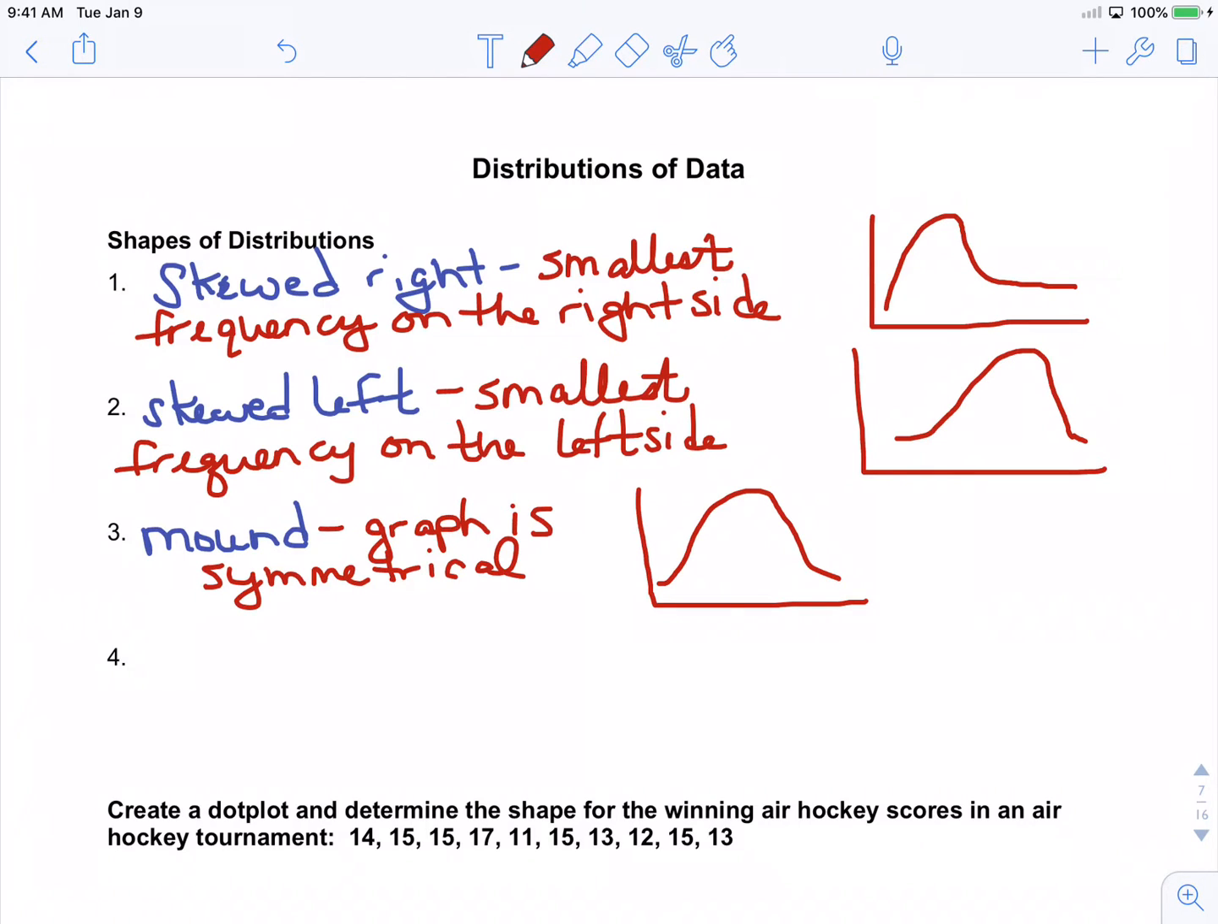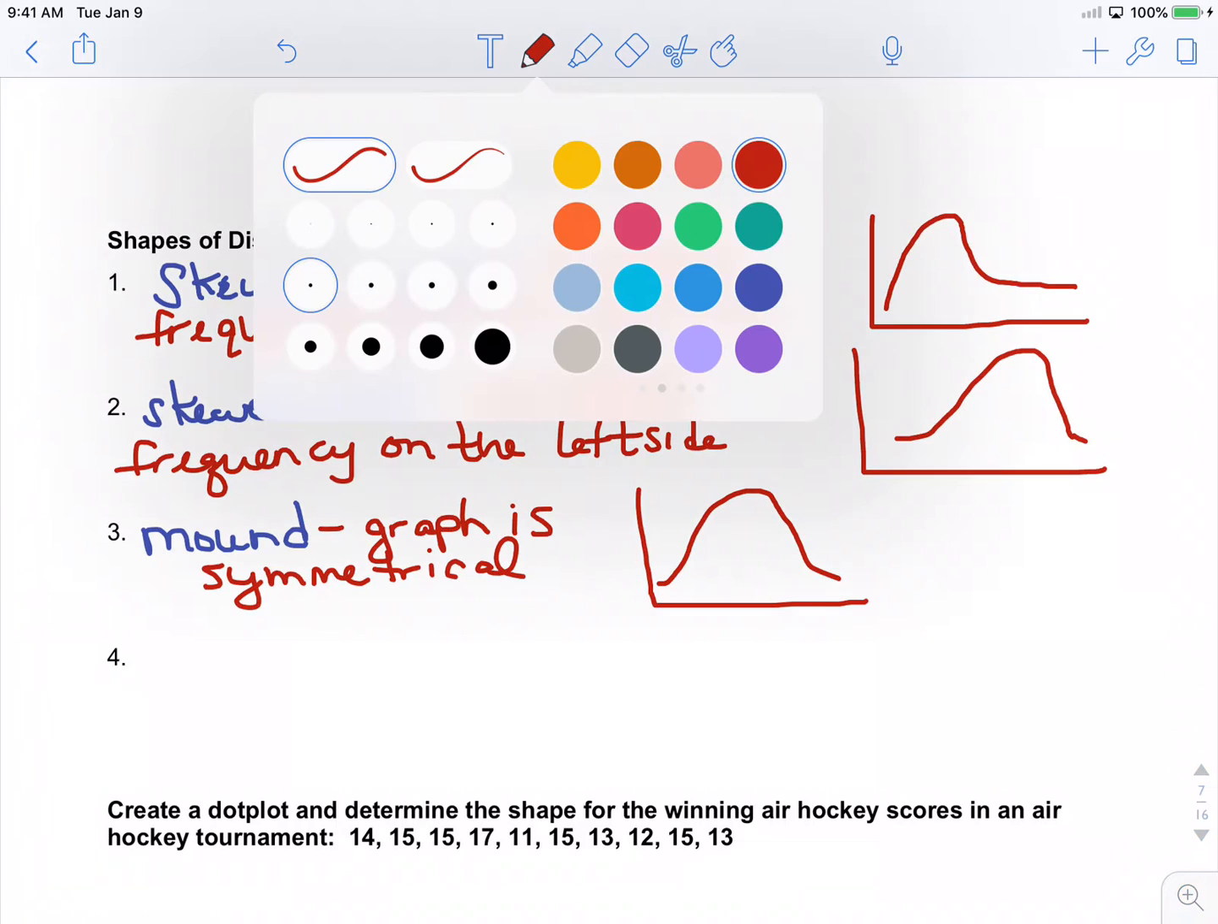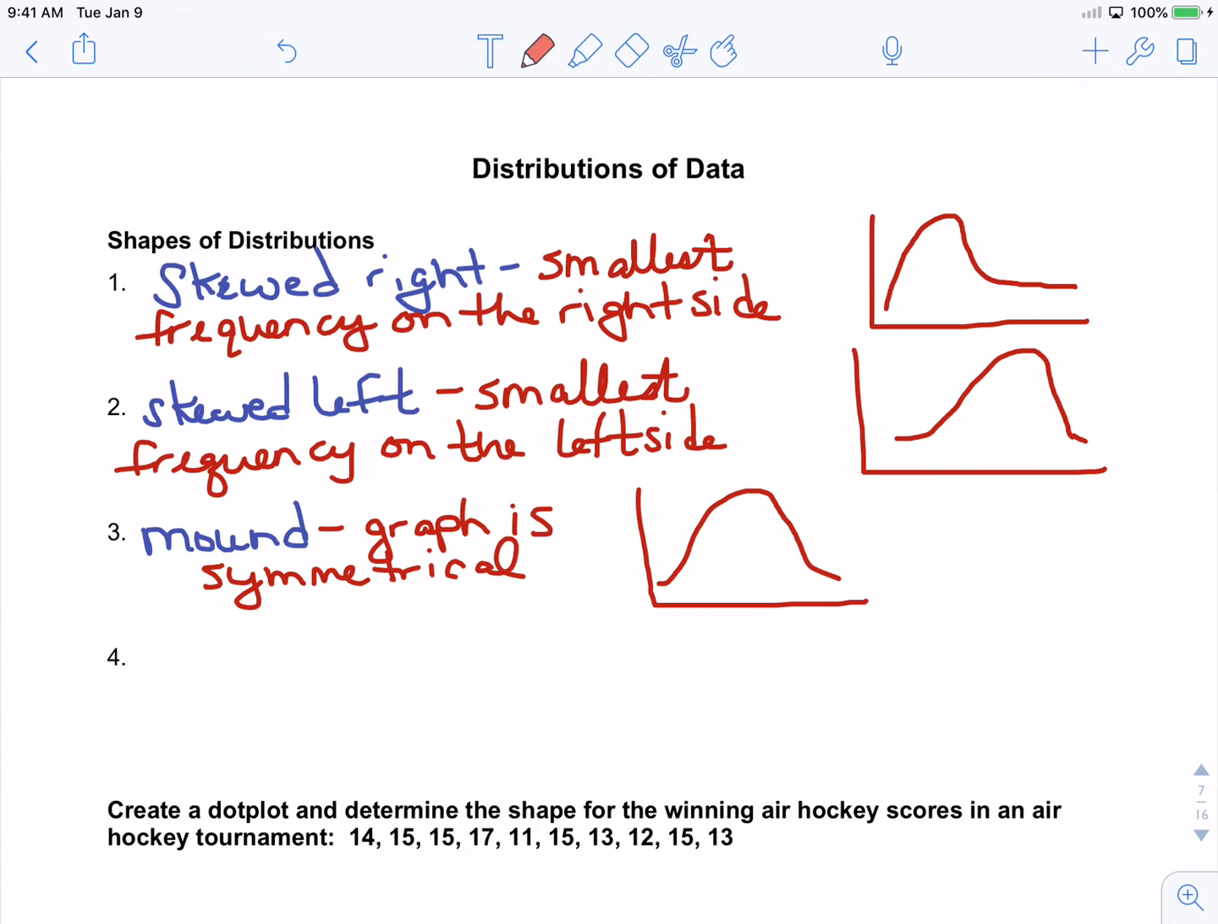trying to look like our graph is symmetrical. When a graph is symmetrical, usually the mean and the median are also the same. There's two middle values. The average, we usually consider the mean. The median is the middle number. They're about the same number when a graph is symmetrical.